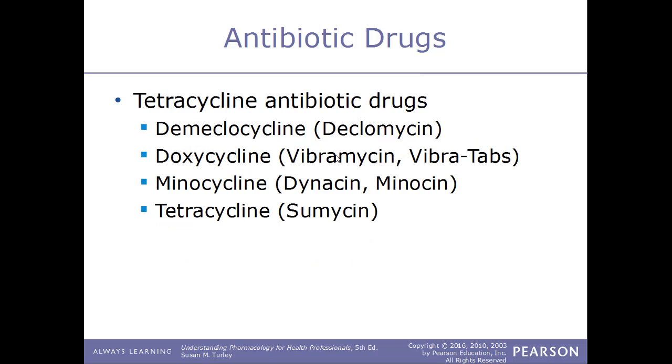Some examples of tetracycline antibiotics include demeclocycline, also known by the brand name of Declomycin, doxycycline, known by the names Vibra-Tabs and Vibramycin, minocycline, known by the names Minocin and Dynacin, and tetracycline, known by the brand name of Sumycin.